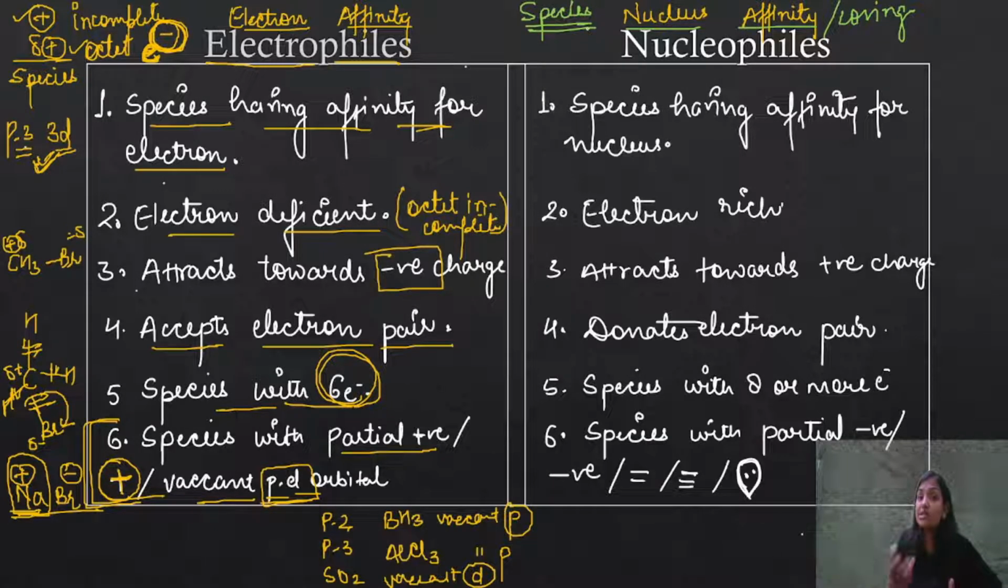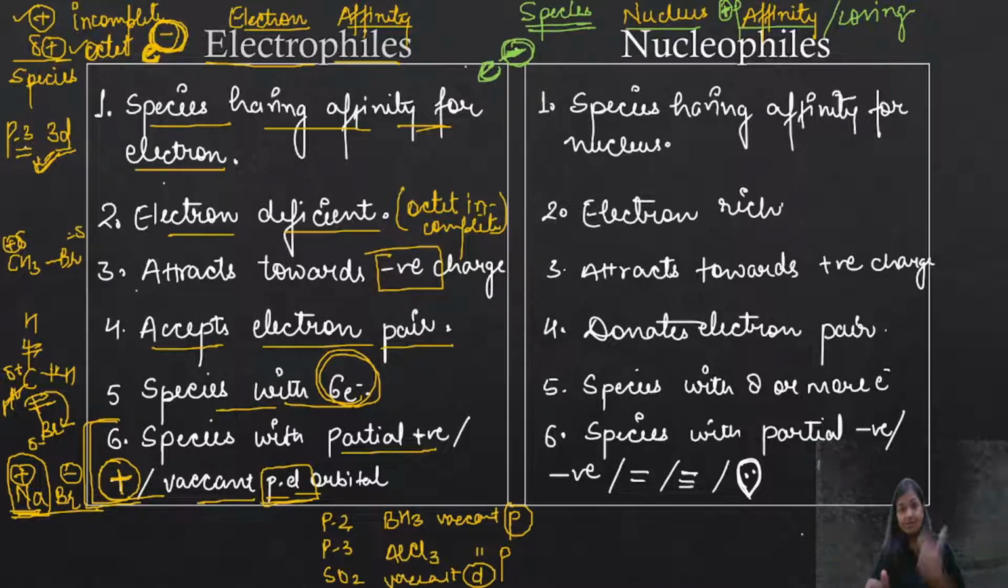Who would be such a species? Such species would be those having a negative charge, because we know that the nucleus is strongly positive. The nucleus has a neutral neutron but a positively charged proton, so it has a high positive charge. So who will go towards the positive charge? Who will go towards the nucleus? Any of the species having more electrons, any of the species that are electron rich in nature, will go towards a nucleus, will show affinity for the nucleus, and therefore they would be considered nucleophiles.